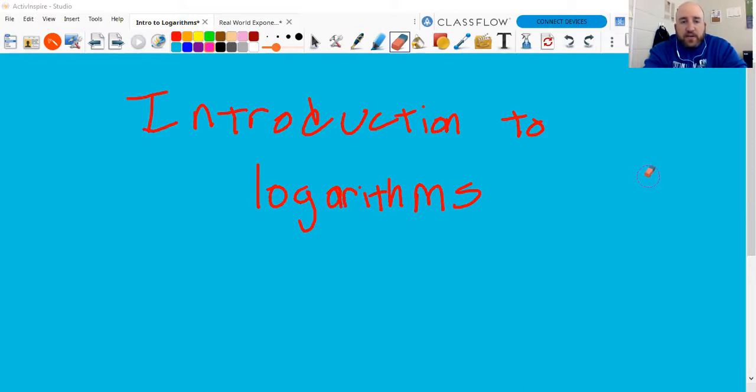So, introduction to logarithms. If you're picking back up from the last set of notes, the real world exponential function notes, you can make a separate heading in the middle of that note page and just continue it if you're keeping all of your Unit 5 notes together. If you're starting a new page of notes, you can just make this the header at the top.